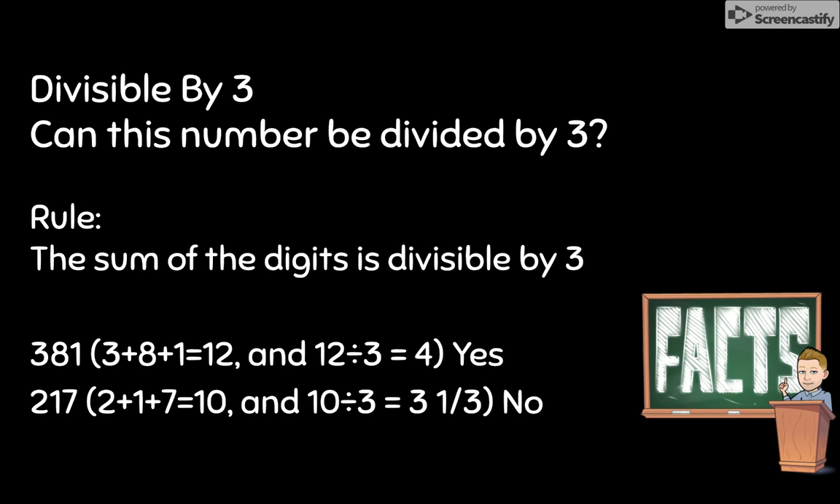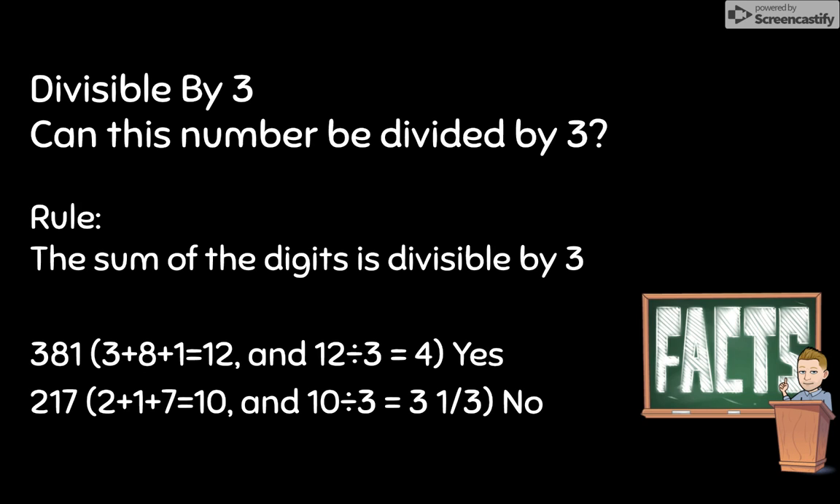Number 3, the divisibility rule for the number 3. Can this number be divided by 3 with the answer being a whole number? The rule: the sum of the digits is divisible by 3. So, what does the sum mean? It means we add all of the digits in the number together. How do we do that? Let's check out the example.